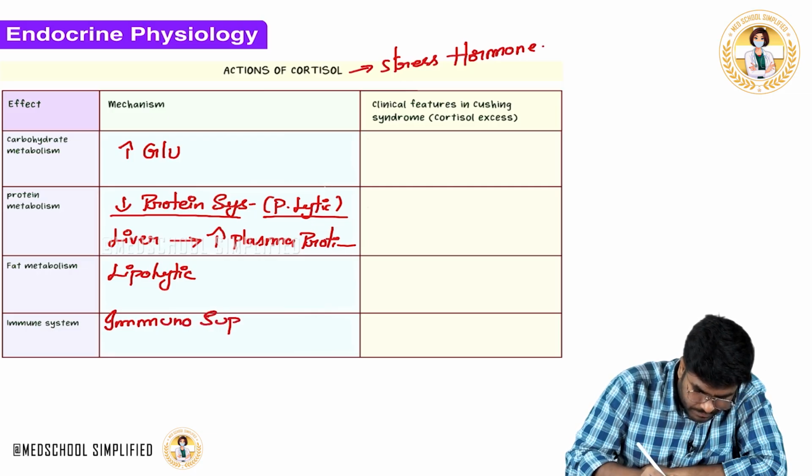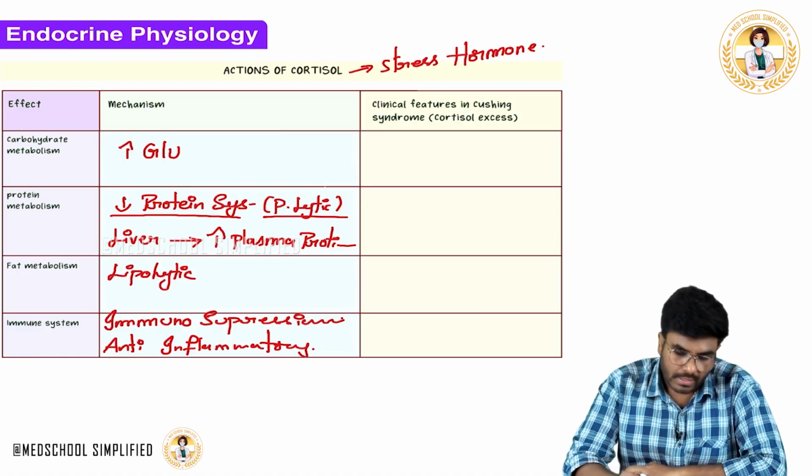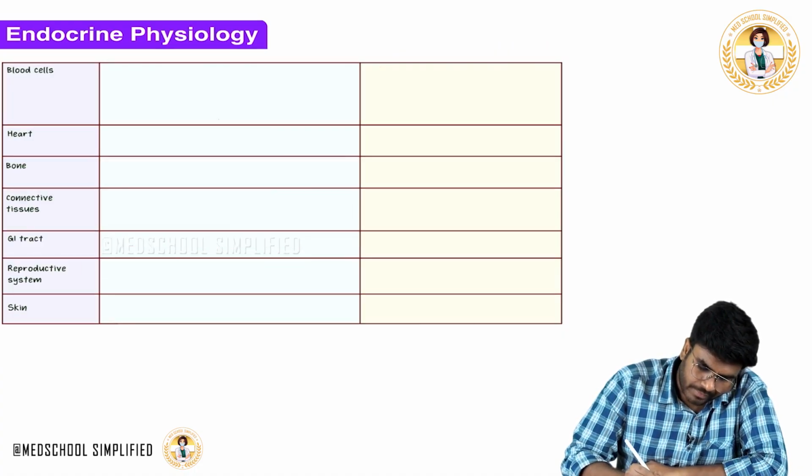Suppression. Okay, immunosuppression as well as anti-inflammatory. Okay, anti-inflammatory. Now, after this, let's talk about the blood cells.